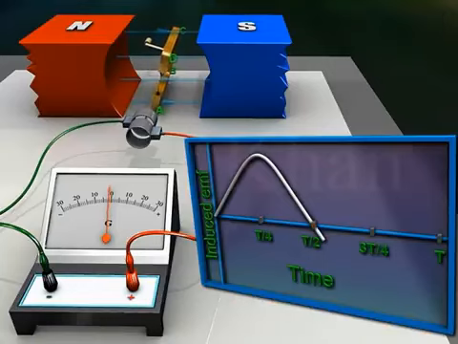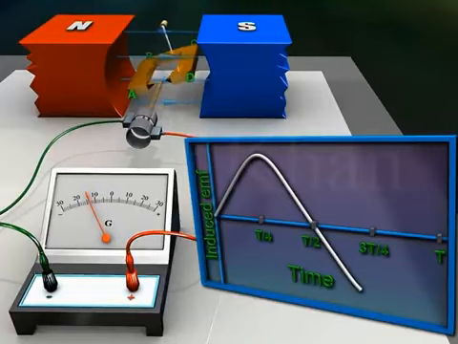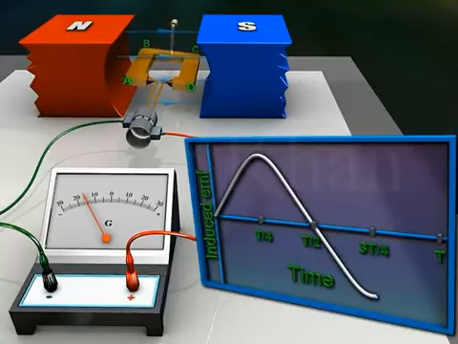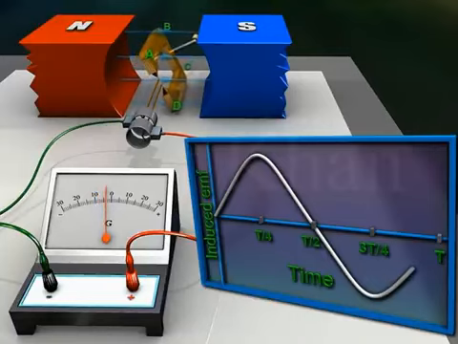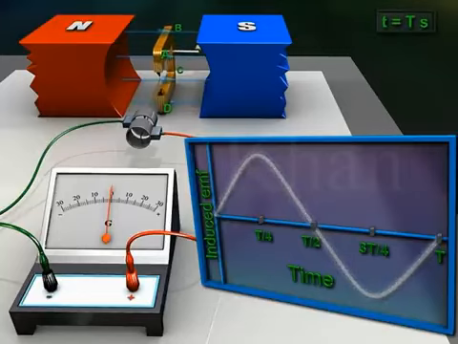During the third quarter rotation, the induced EMF increases but has an opposite polarity as compared to that of the first half rotation. At time 3t/4 seconds, the induced EMF attains its maximum negative value. During the fourth quarter rotation, the induced EMF decreases and becomes zero momentarily at time t seconds as the armature is vertical once again. So the magnitude of the induced EMF is sinusoidal.